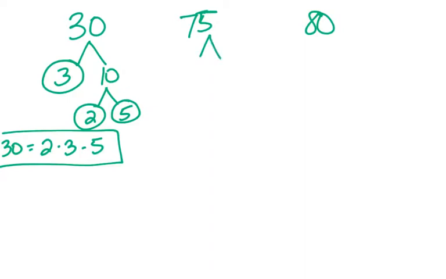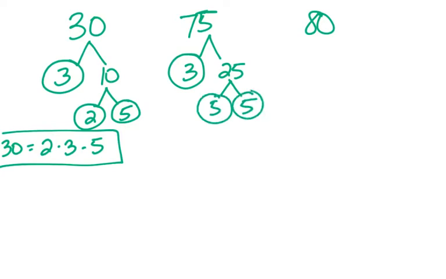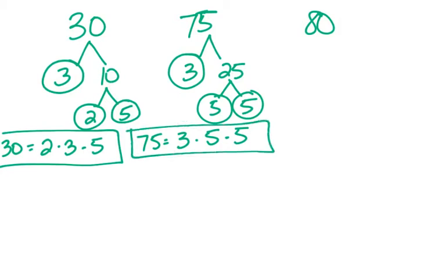For 75, we can break this into 3 times 25. Our 3 is prime, so we're done here. And our 25 can break into 5 times 5. Since 5 is prime, we're done with these. So 75 gives us a list of 3 times 5 times 5. Our last one is 80.